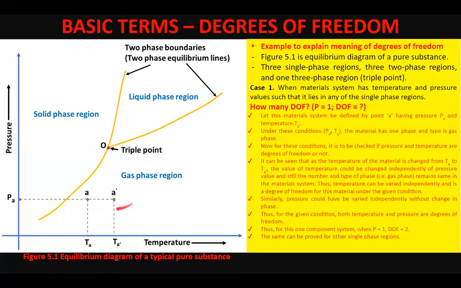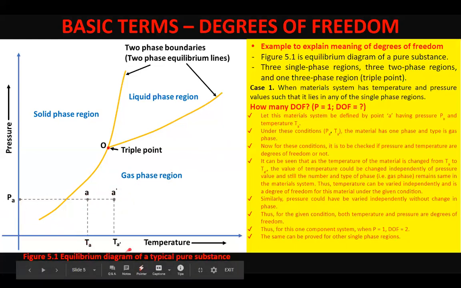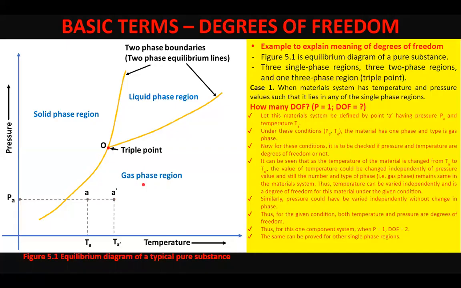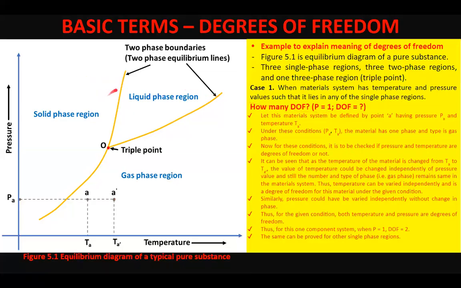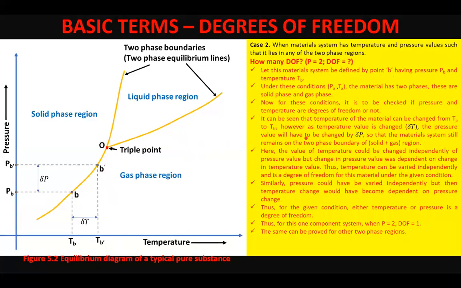So in this particular case, when a system is in a single phase region, both pressure and temperature can be changed independently and still the system will have no changes in its phase. So both are degrees of freedom. So here I have written that degrees of freedom are 2. Now let us see that rather than one phase, if the system was existing over here or here, when it had got two phases in it, what would be the difference?